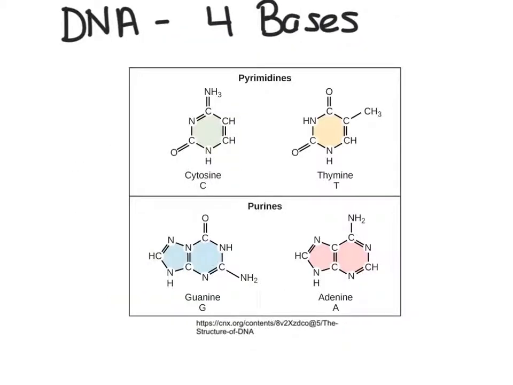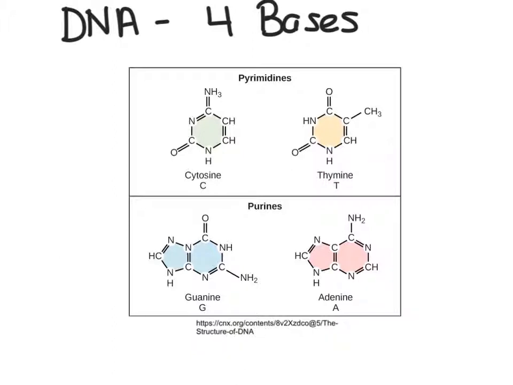The 4 nitrogenous bases in DNA consist of 2 pyrimidines and 2 purines. We see cytosine and thymine are both pyrimidines, and they are single ring structures. And we have 2 purines, guanine and adenine, and those, as we can see, are both double ring structures.